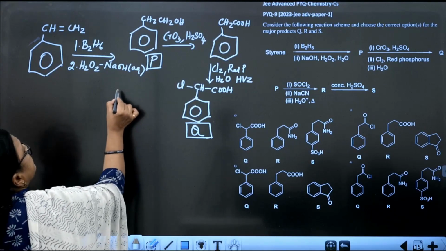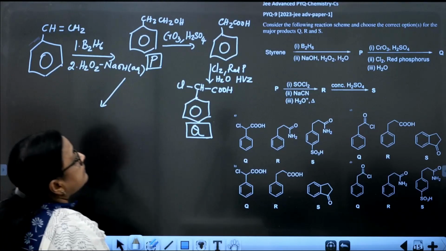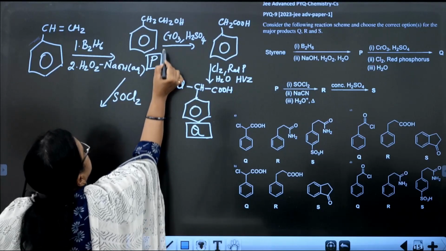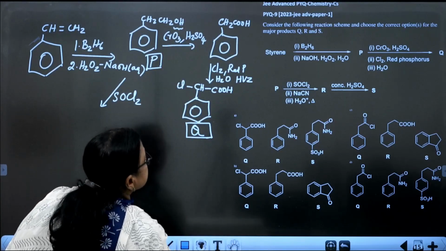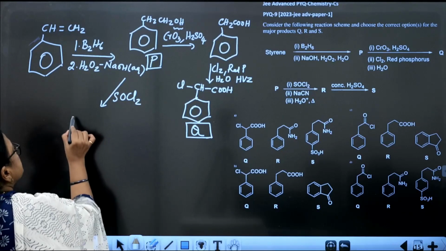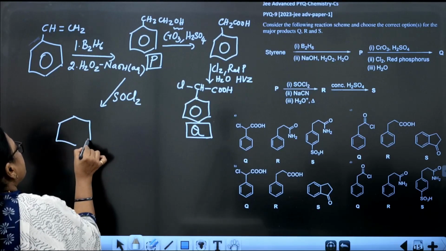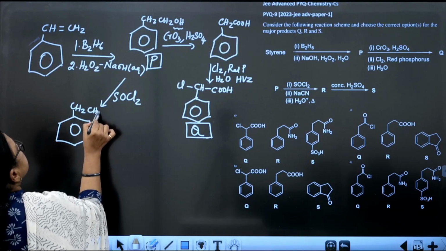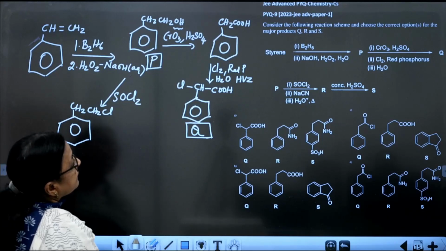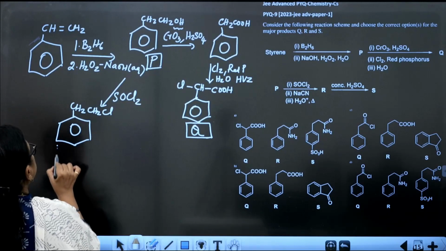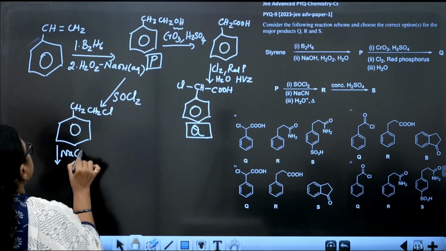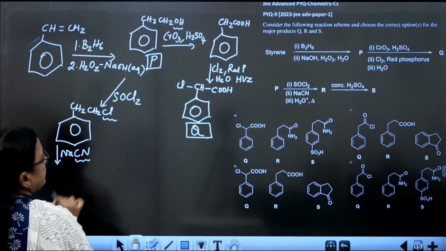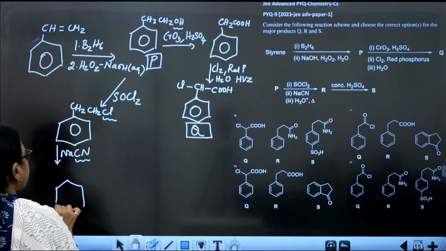Coming to, again this P is treated with thionyl chloride, SOCl2. OH is substituted by Cl minus, nucleophilic substitution, and alcohol gets converted into an alkyl halide. You get an alkyl chloride here. And this is followed by treatment with NaCN, sodium cyanide. Nucleophilic substitution of chloride by cyanide, and you can upgrade now.